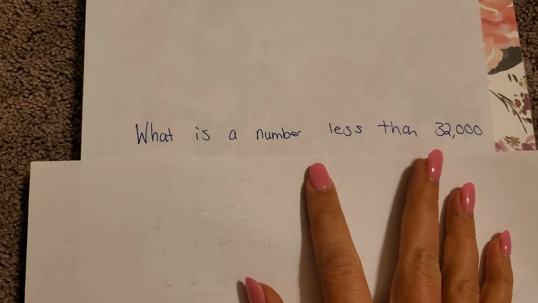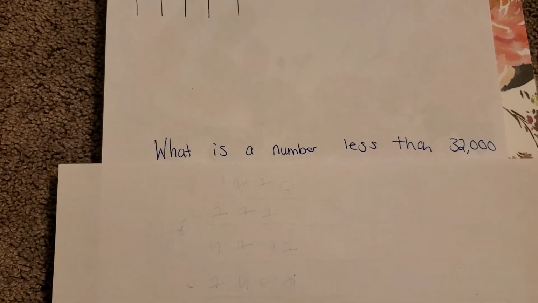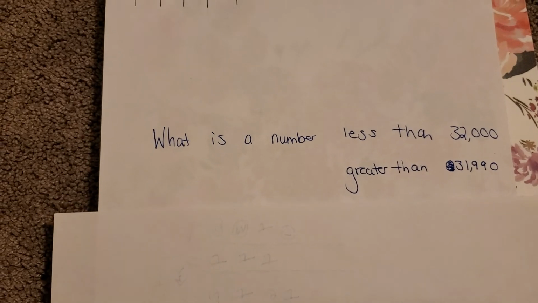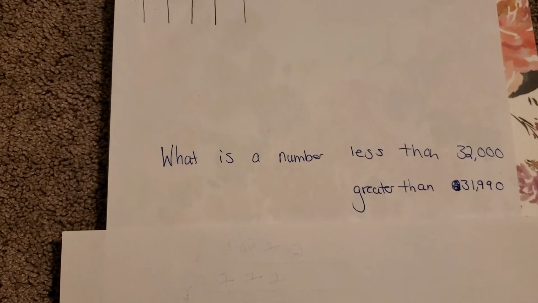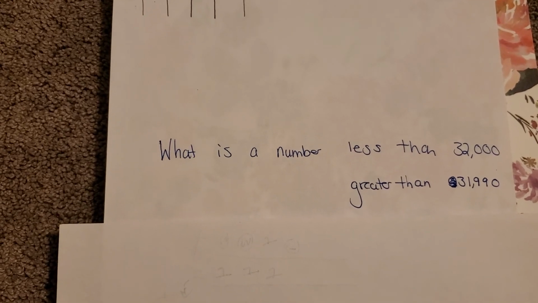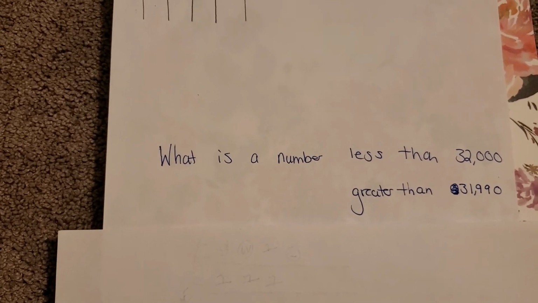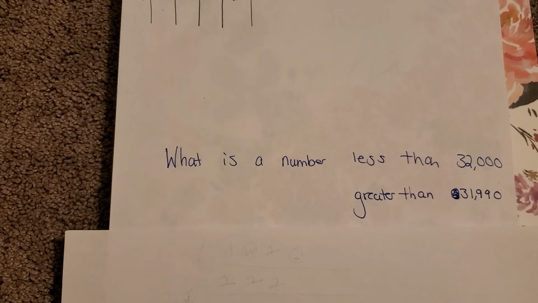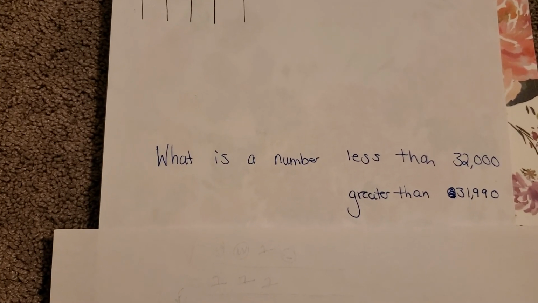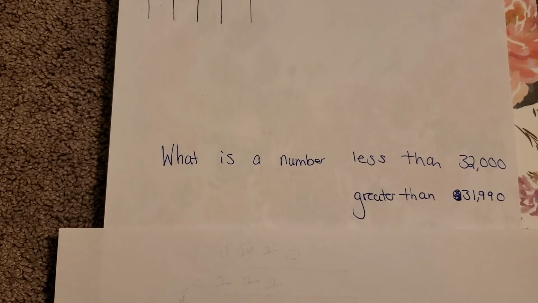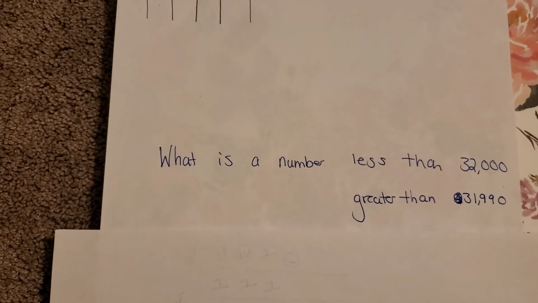Okay, get used to doing that, and then you can add in other requirements, such as, okay, give me a number that's less than 32,000 but greater than 31,990. It has less numbers to choose from, and really helps you focus on what value those numbers have when they are such bigger numbers. Have fun.